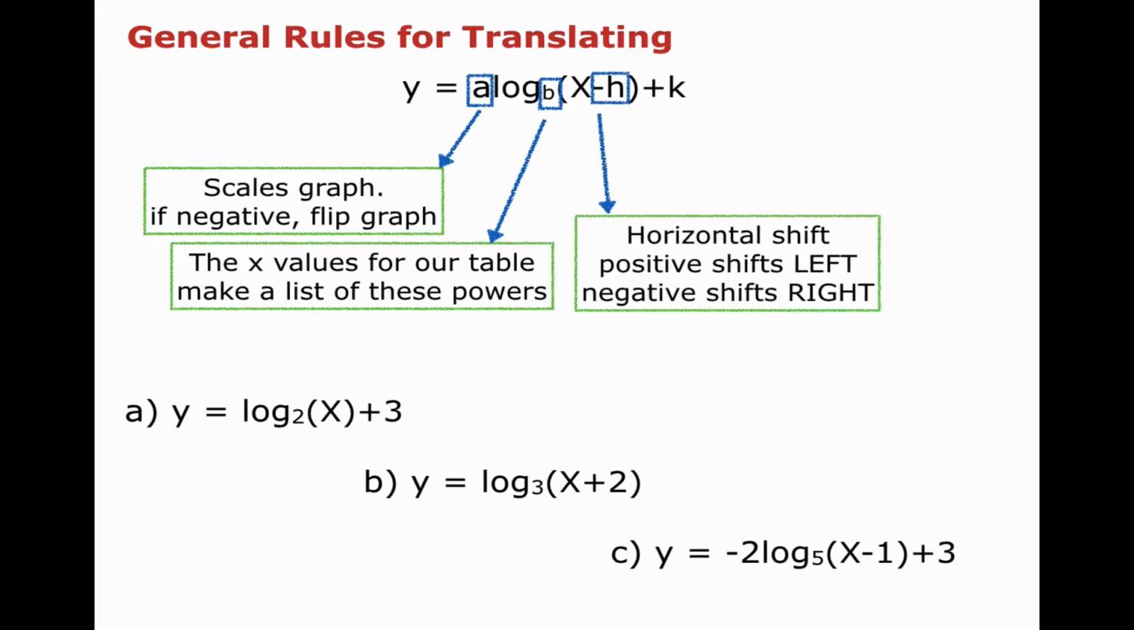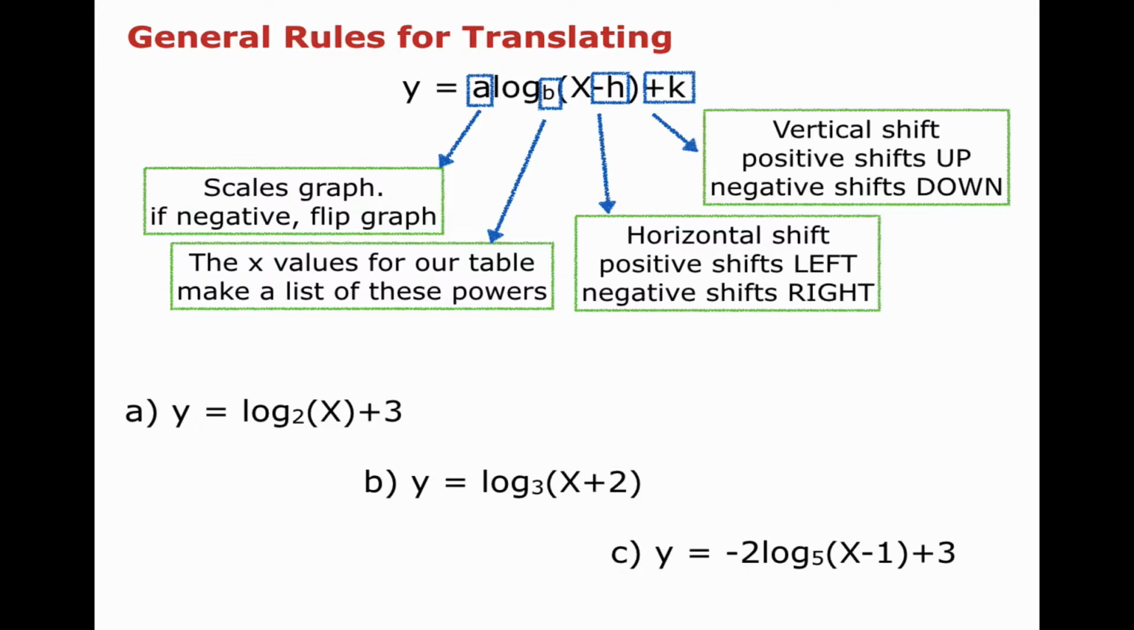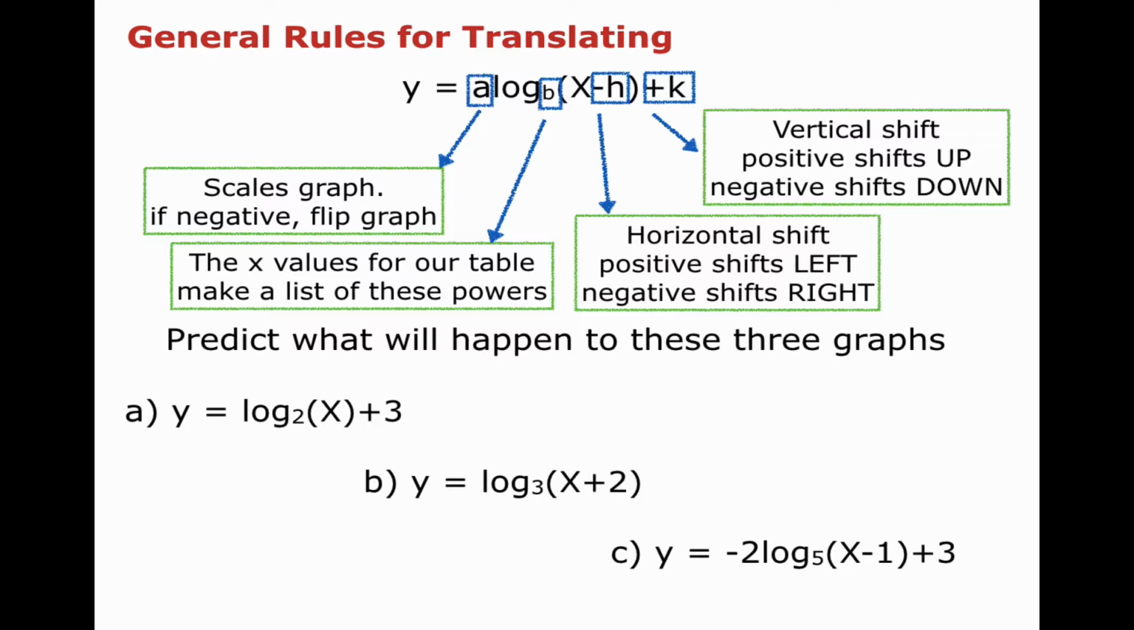And then our h is our horizontal shift, right? If this is a positive value, plus h, it shifts left, opposite of what it seems. And if it's negative, it shifts to the right. And then k, as you remember, is a vertical shift. So if it's positive, it shifts up, and if it's negative, it shifts down. It's important to think about these so that you can predict what your graph should look like. And so now try and predict what happens to these three. We're about to work them out on the following slides.